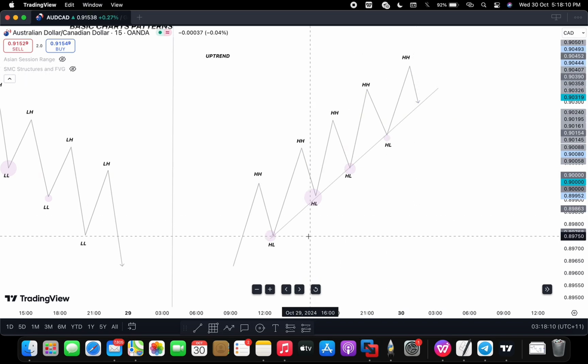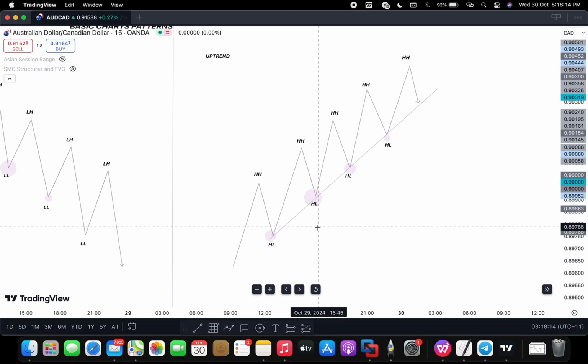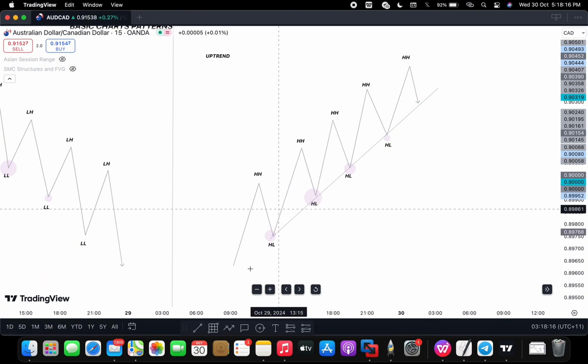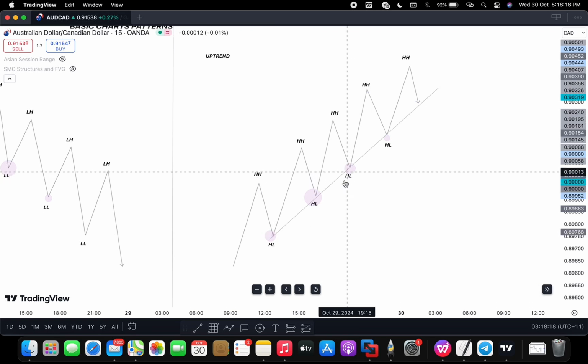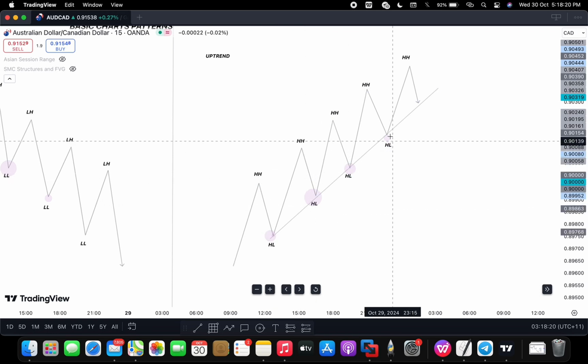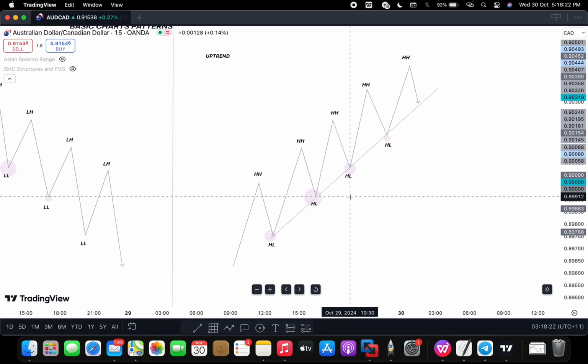And what we mean by a higher low: this higher low is higher than this one, this higher low is higher than this one, this higher low is higher than this one. That is what a higher low is.